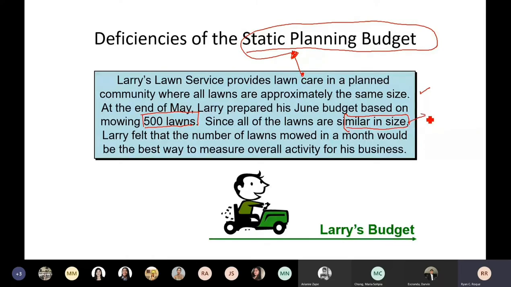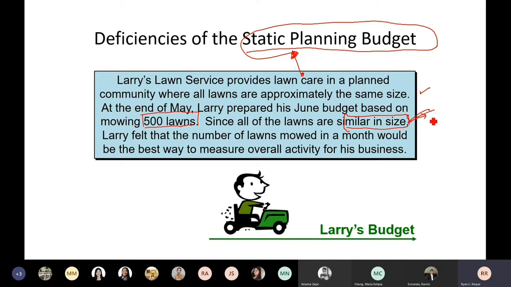Pero kung hindi po yan similar size, sa tunay na buhay kapag nag-gagawa rin kayo ng budget nito soon, kapag nagtatrabaho na kayo, kung hindi similar size, maybe you can get the area, bawat lawn. Yung square, yung area ang magiging basis natin, not the number of lawns.